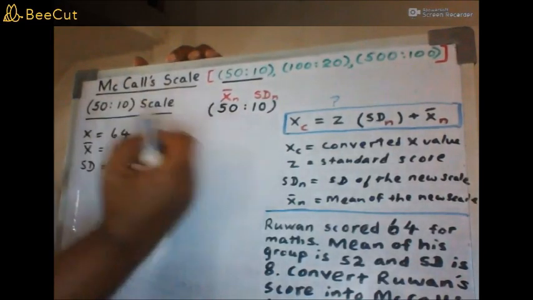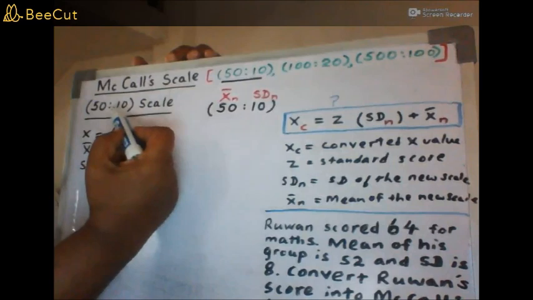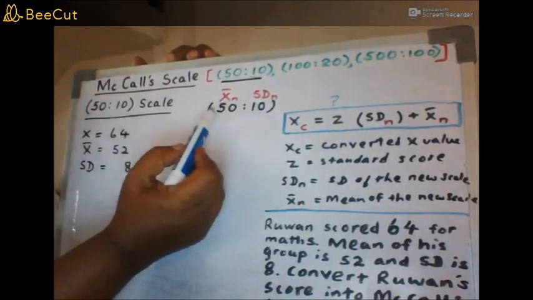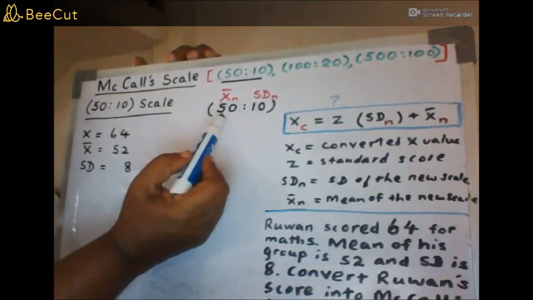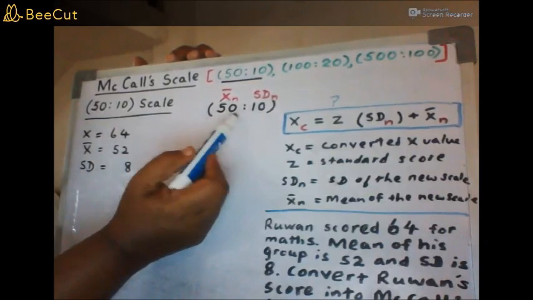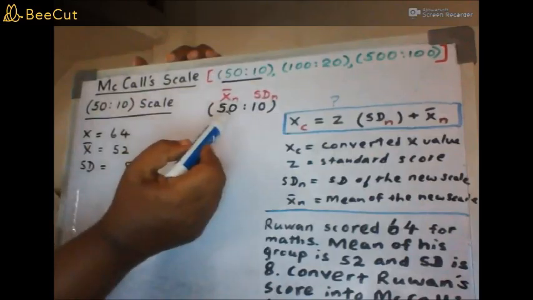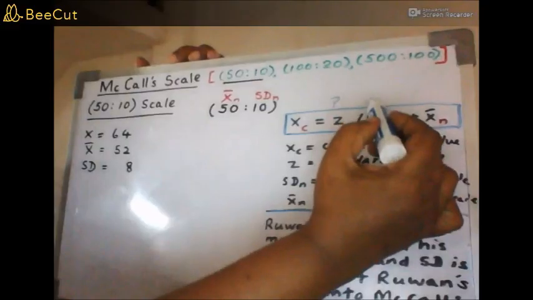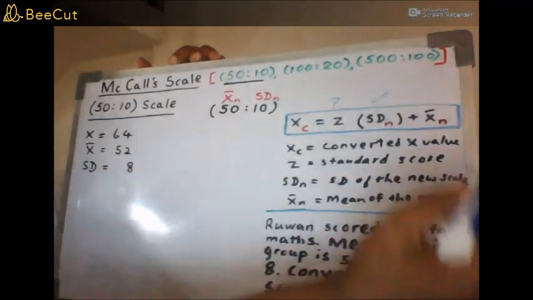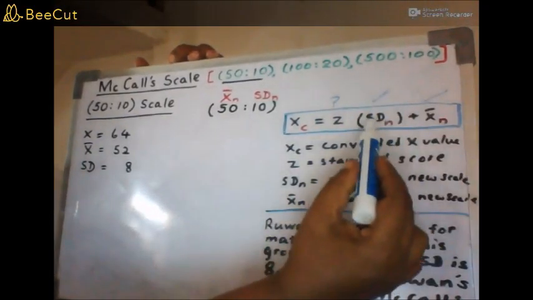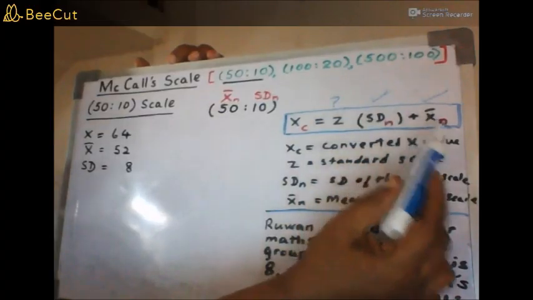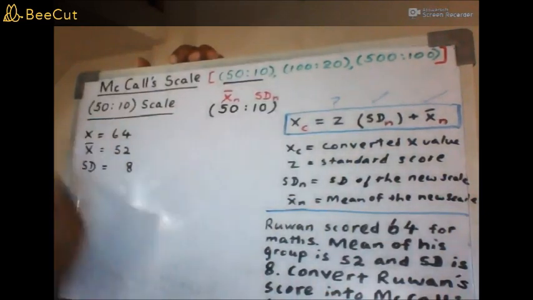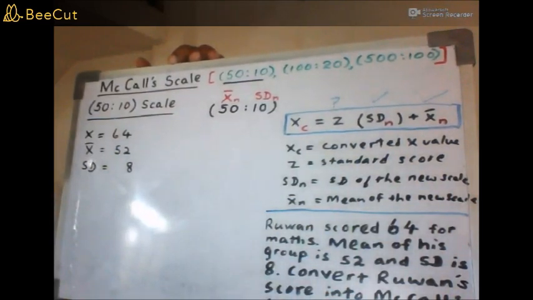Here, McCall scale. McCall scale means this is the new mean and the new standard deviation. We know that because it's given: 50-10 means this is the new x bar and this is the new standard deviation. New standard deviation is 10. New x bar is 50. We don't know z, but from this we can find the z value.